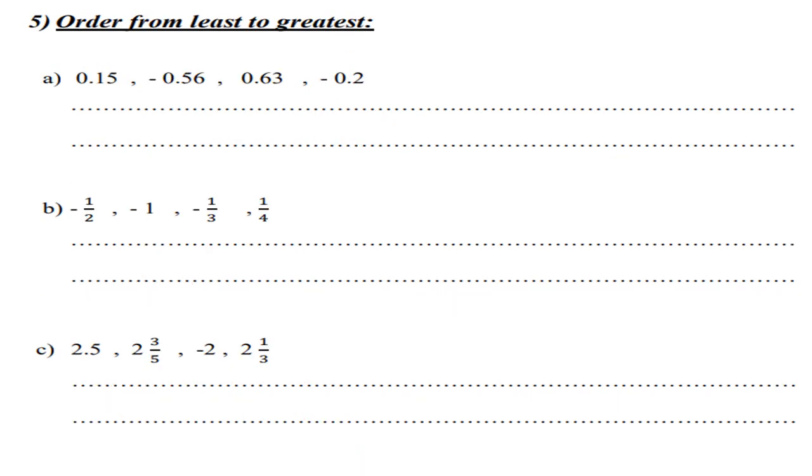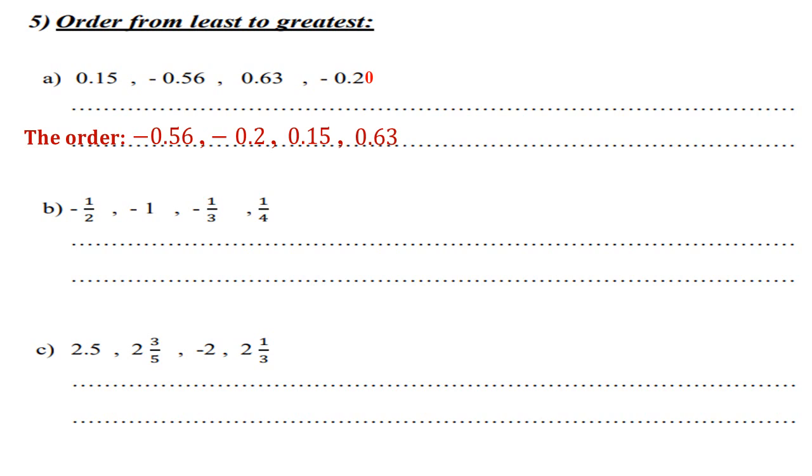Order from least to greatest: 15 hundredths, negative 56 hundredths, 63 hundredths, negative 2 tenths. First I have to make a balance, so I will add 0 to 2 tenths. And then I will start to order from least to greatest. I will start with the negative numbers. The smallest number is negative 56 hundredths, and then negative 2 tenths, and then 15 hundredths, and then 63 hundredths.